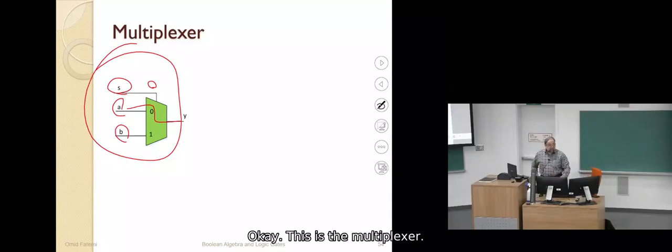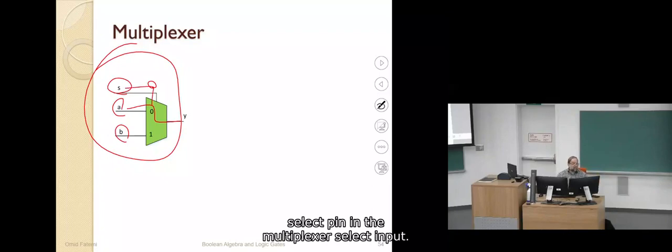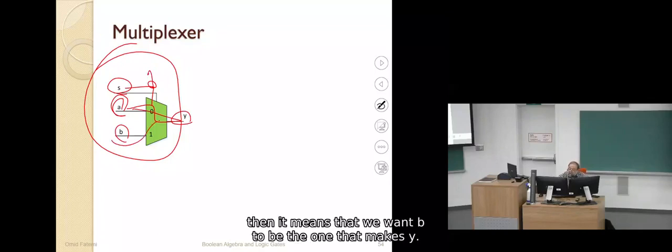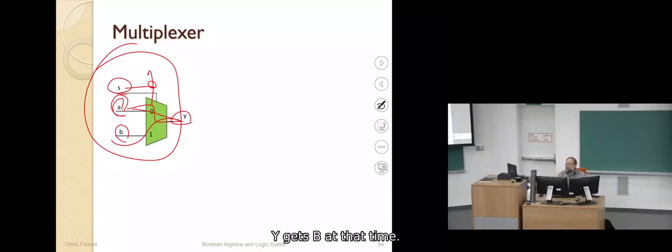Okay, this is the multiplexer. As you can see, there is a select pin in the multiplexer, the select input. If we put 0 for S, then it means that we want Y to get A, whatever A is. If A is 1, then Y is 1. If A is 0, then Y is 0. And if we put S as 1, then it means that we want B to be the one that makes Y. Y gets B at that time.